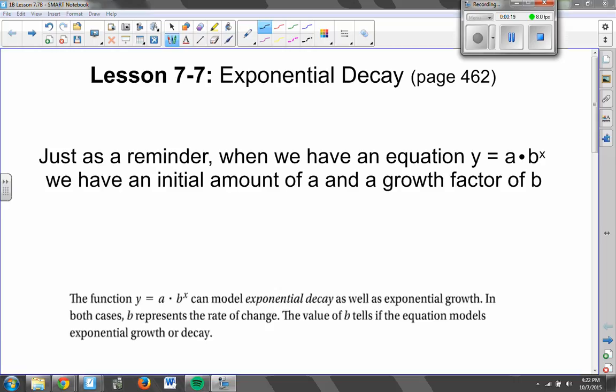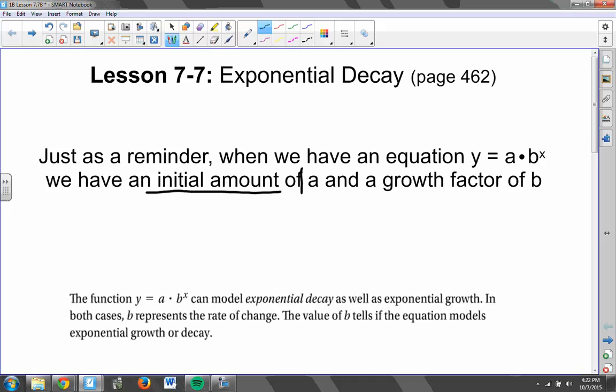But before we get there, just as a reminder, when we have this exponential equation, y equals a times b to the x power, that's an exponential equation. Remember that our initial amount is our letter A, and our growth factor is a letter B. Those were our vocabulary terms from the previous video. Initial amount is A, growth factor is B.